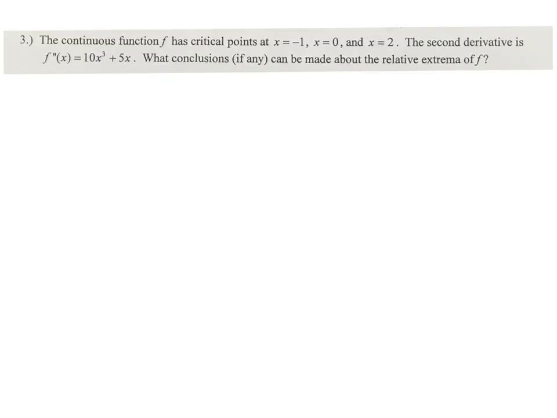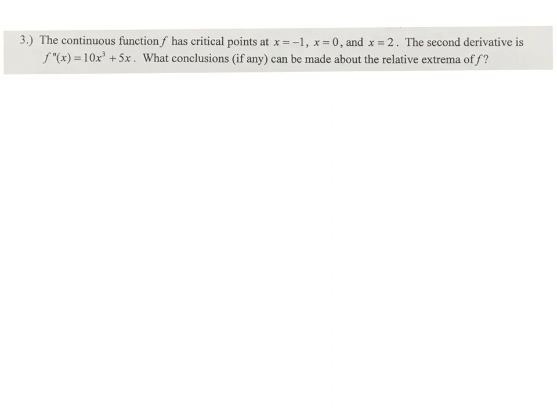Okay, question number 3 is asking us to review the second derivative test because it says the continuous function f has critical points at x equals -1, x equals 0, and x equals 2. The second derivative is f double prime of x equals 2x to the third plus 5x. What conclusions, if any, can be made about the relative extrema of f?